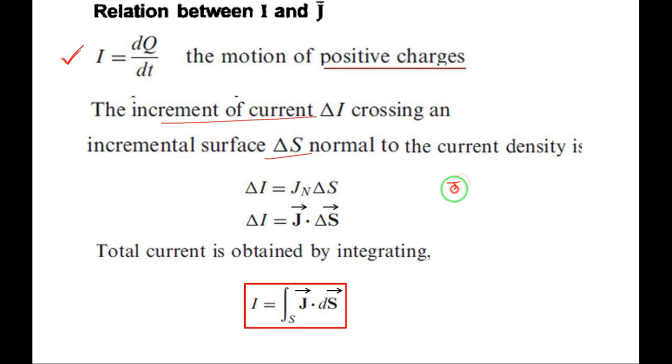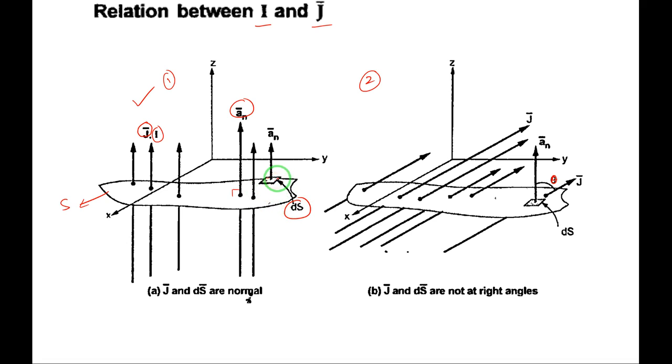We have defined the current density J as current passing through unit surface area. So the current I is equal to the current density J into surface area. But what is I here? The incremental current, so delta I is equal to J into delta S. J is the current density and delta S is the smaller surface area we have considered, and the current flowing through it is delta I. I hope you got it.